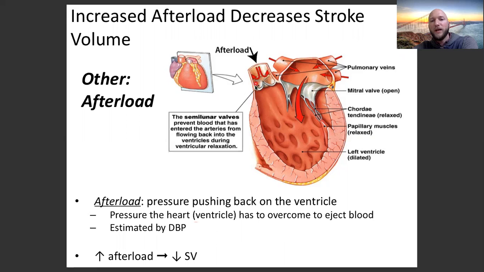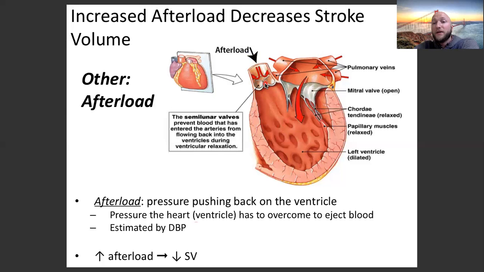When will the semilunar valve open, allowing blood to flow out of the left ventricle? Blood will flow out of the left ventricle the moment the pressure in the ventricle is higher than the pressure in the aorta. So the moment it passes 80 pressure, the semilunar valve is going to open and blood is going to flow out. When is the semilunar valve going to close? The semilunar valve is going to close the moment that the pressure in the aorta is higher than the pressure in the left ventricle, preventing backflow.